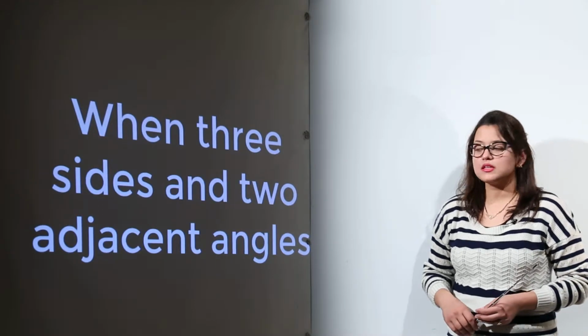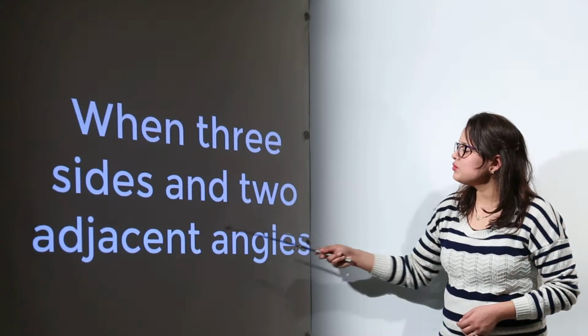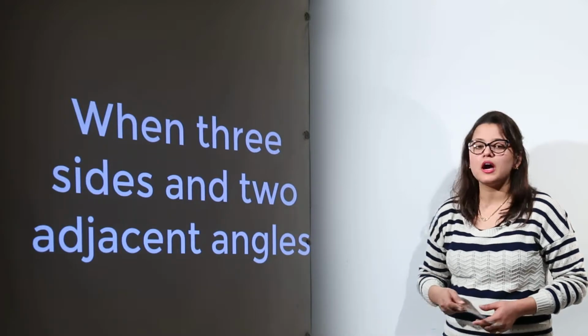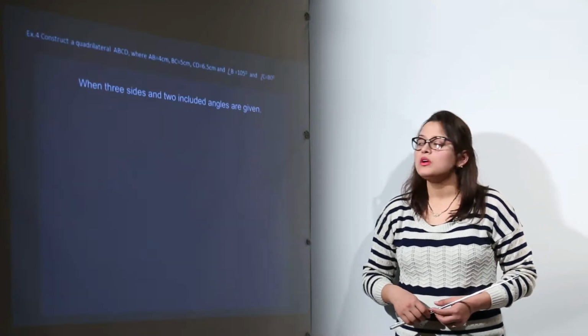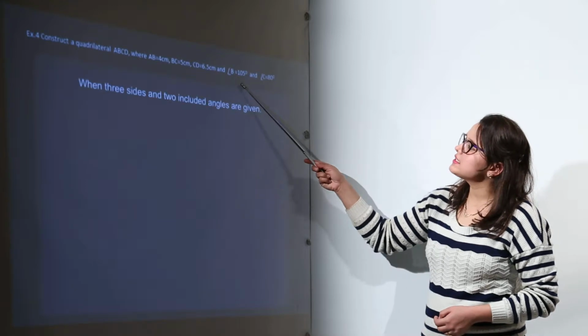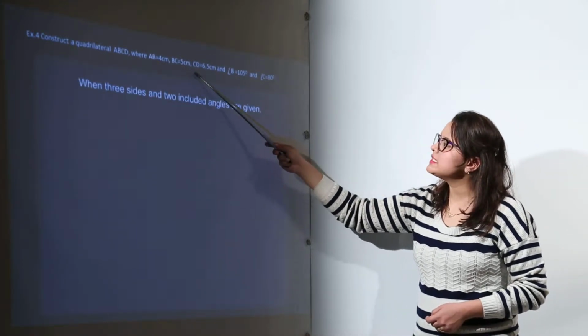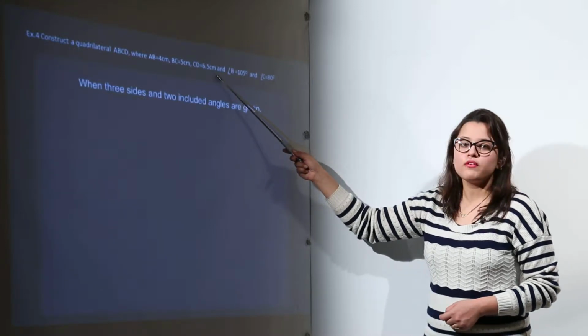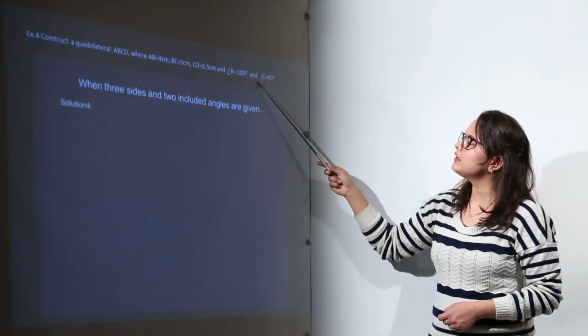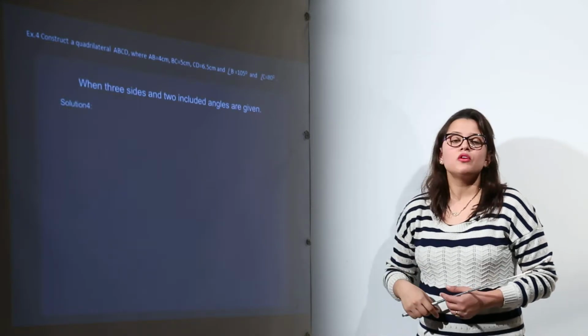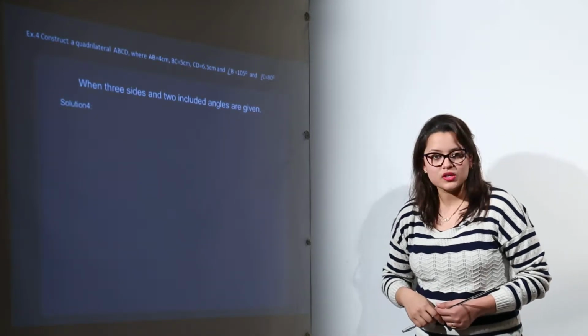The third case is when 3 sides and 2 adjacent angles of a quadrilateral are given to us. Let us take this example in which ABCD is the quadrilateral given, AB is 4, BC is 5, CD is 6.5 and angle B is 105 and angle C is 80. Now for this, first of all, let us make the rough sketch of the question.